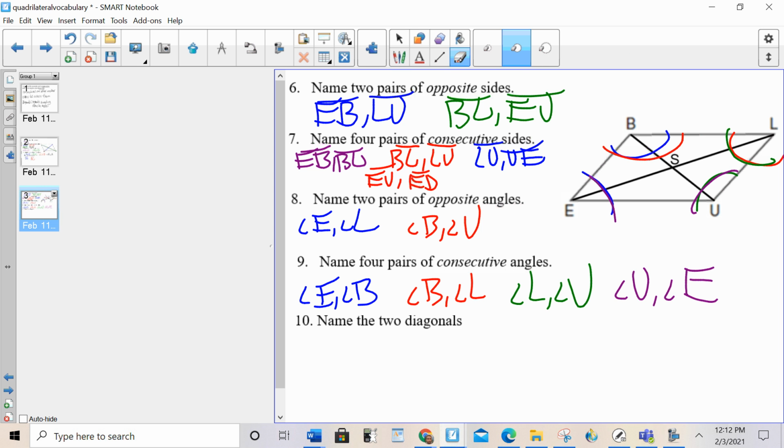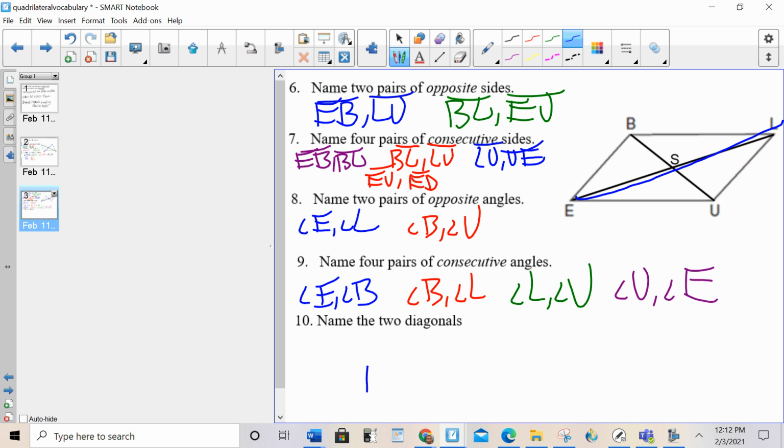Name the two diagonals. Well, the diagonals are the diagonal lines connecting the opposite angles, connecting the opposite vertices. EL is a diagonal. BU is a diagonal. So practice this as much as you need it until you're comfortable with this vocabulary. And once you're comfortable with this vocabulary, then you can move on to the quadrilateral properties lesson, which will talk a lot about consecutive sides, opposite sides, diagonals, consecutive angles, and opposite angles. Have a great day.